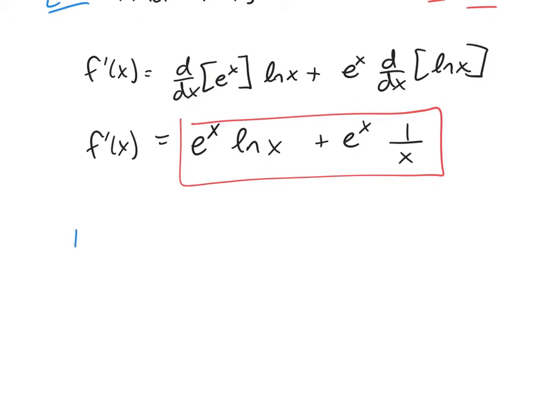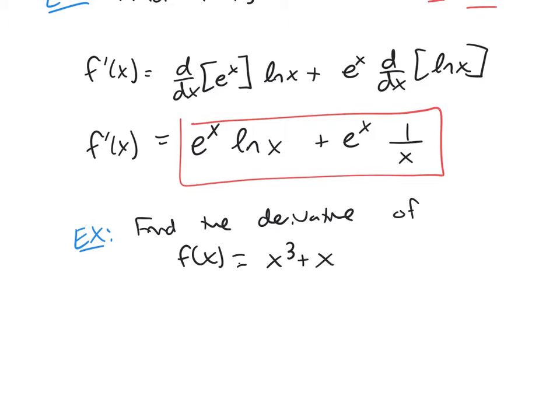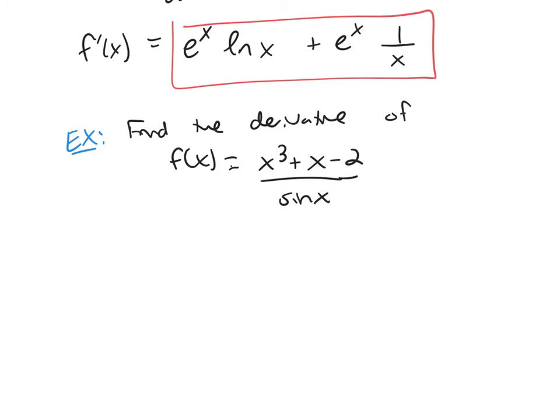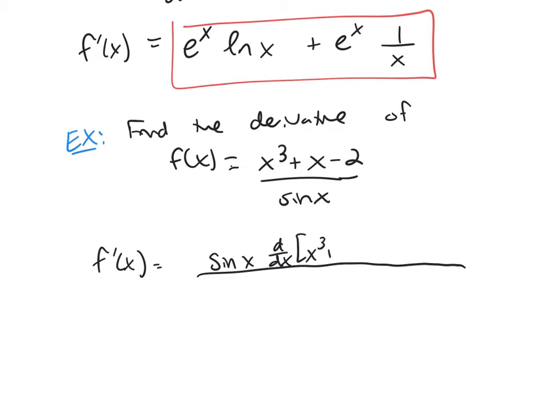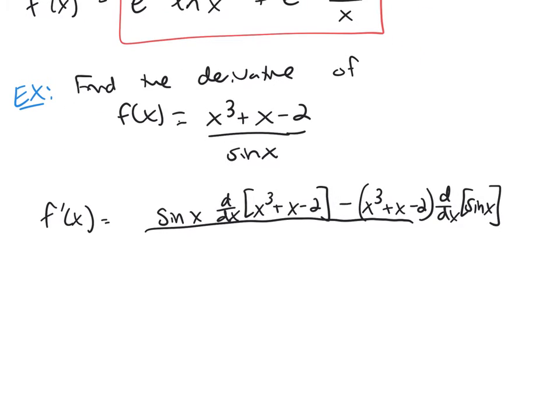Let's look at another example. Let's find the derivative of the function x cubed plus x minus 2 over sine x. So here we have a division or quotient, which means we need to use the quotient rule. So f prime of x, there's a formula for the quotient rule. It's the bottom times the derivative of the top minus the top times the derivative of the bottom all over the bottom squared.